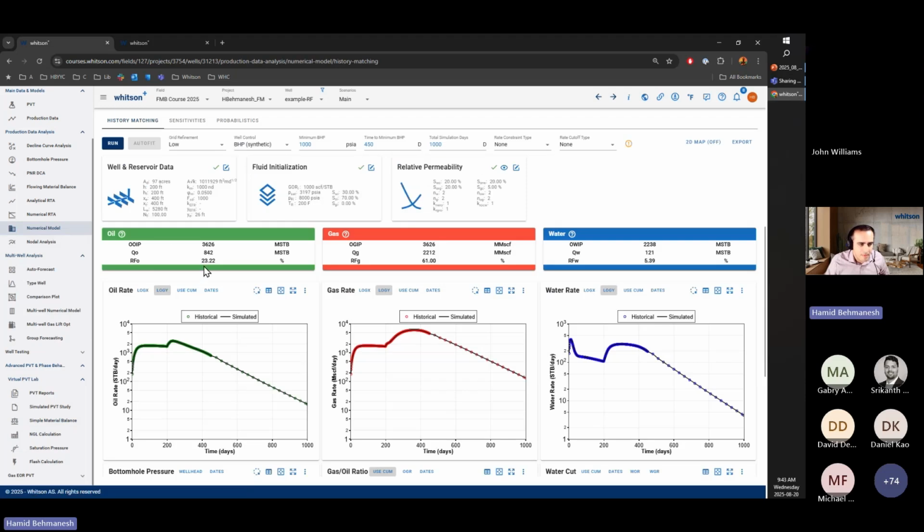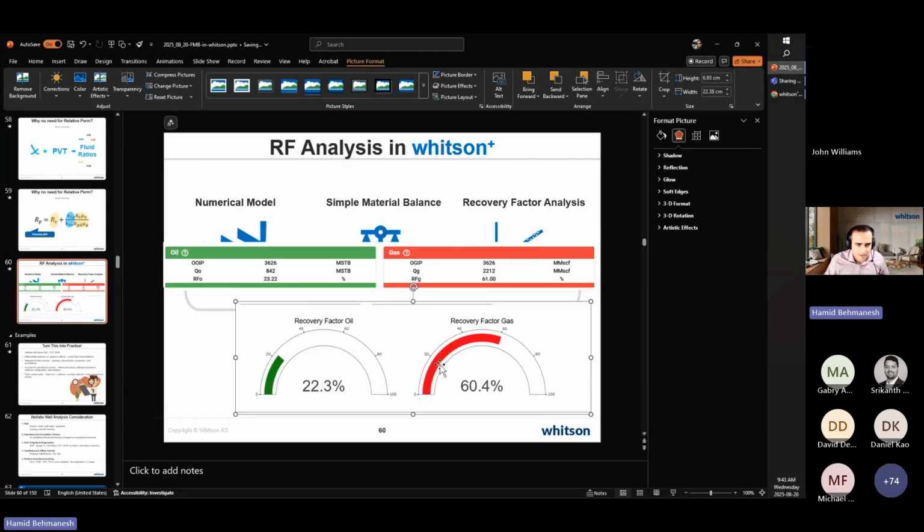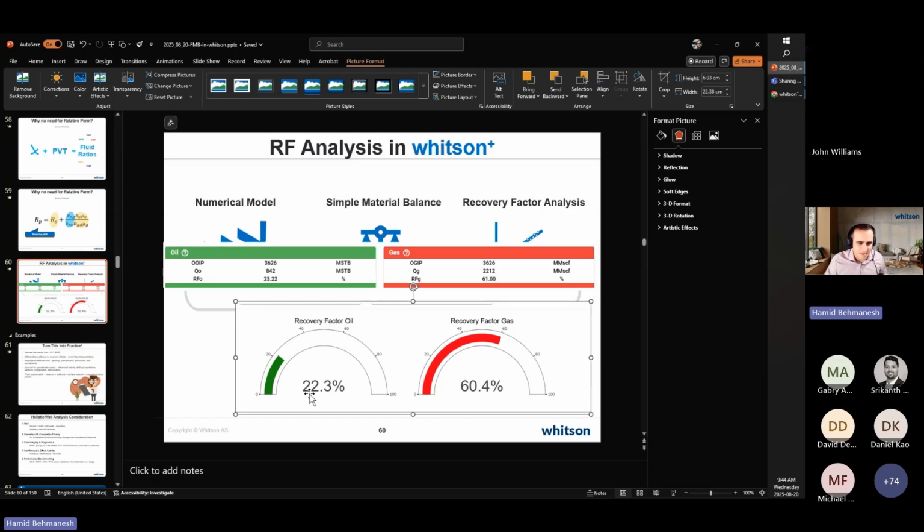In the numerical model, the recovery factor of oil is 23 and the recovery factor of gas is 61. I'm going to copy this one as well. How comparable they are! This is a gridded numerical simulation, very fancy, with relative permeability, grid, etc. A lot of calculation in the background. This is a simple material balance calculation. They are very close to each other.